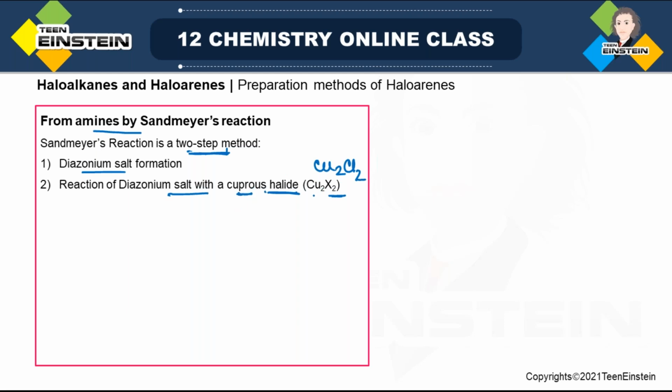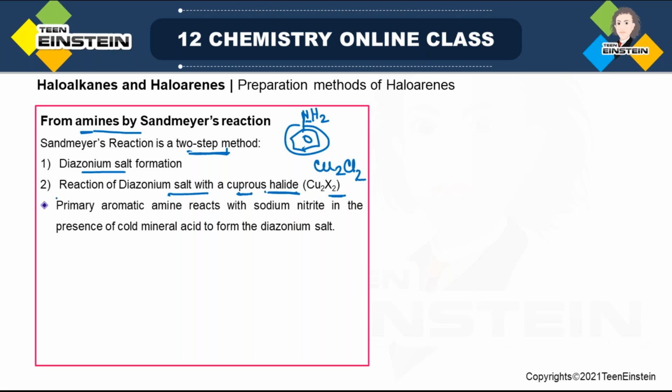Cuprous means when copper is in oxidation state +1, and cupric means when it is +2. Now in this reaction, the starting material, obviously, is an amine, but an aromatic amine, and remember it must be a primary amine. Primary aromatic amine means there will be a benzene ring and an NH2 group will be attached. Why is it primary? Because nitrogen is attached to one substituent and 2 hydrogens. So it is a primary amine, but it is an aromatic amine.